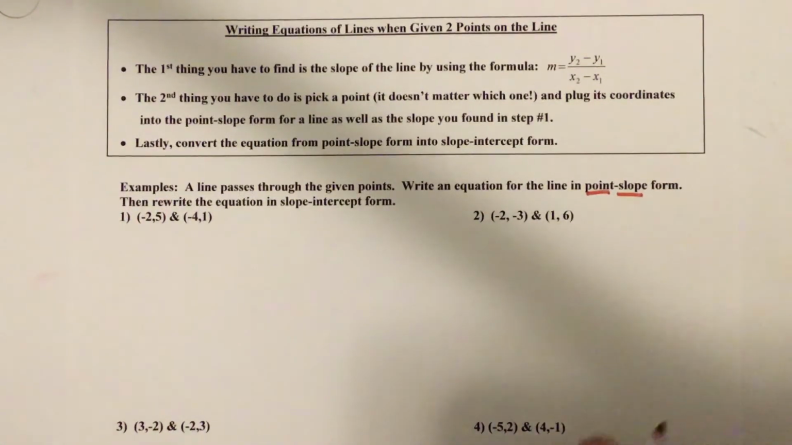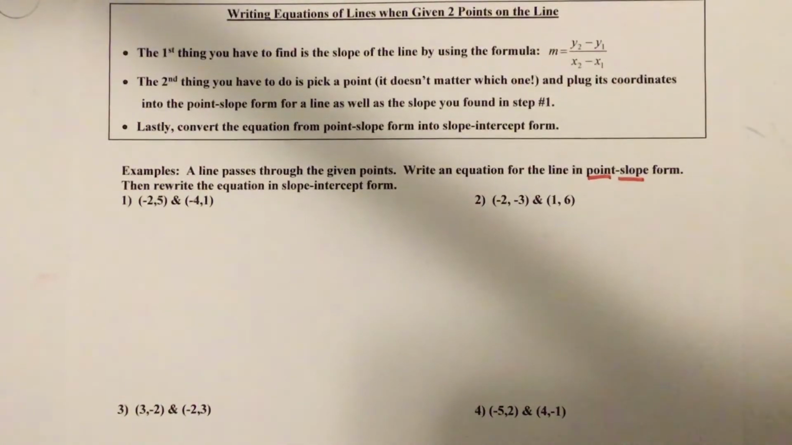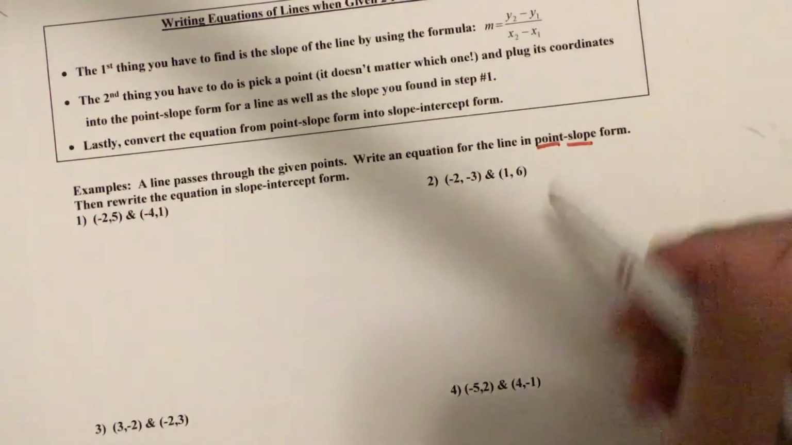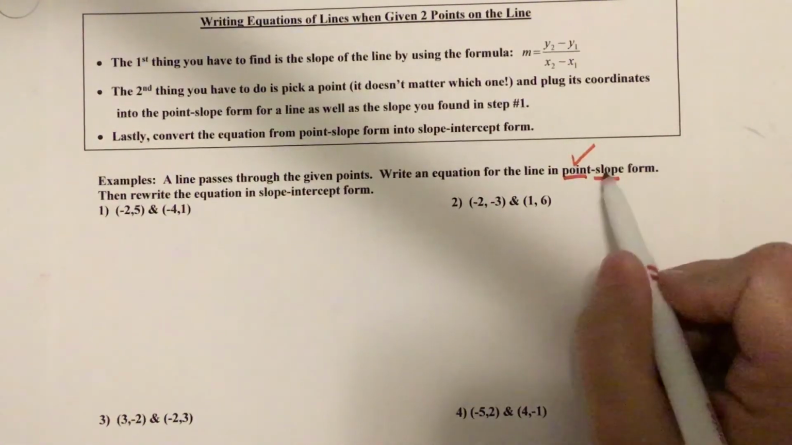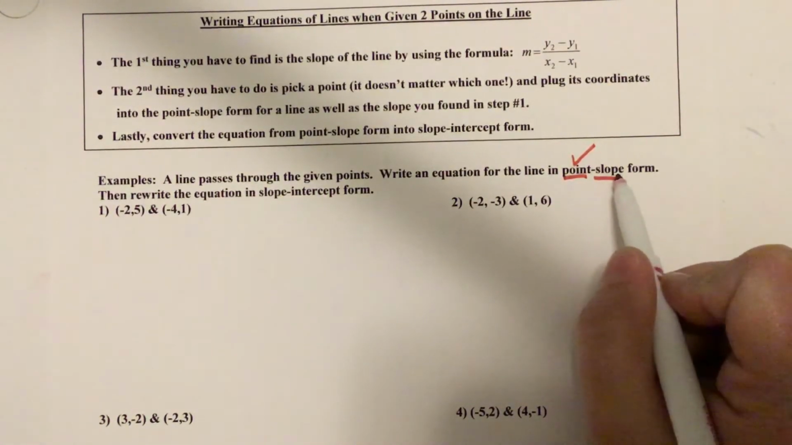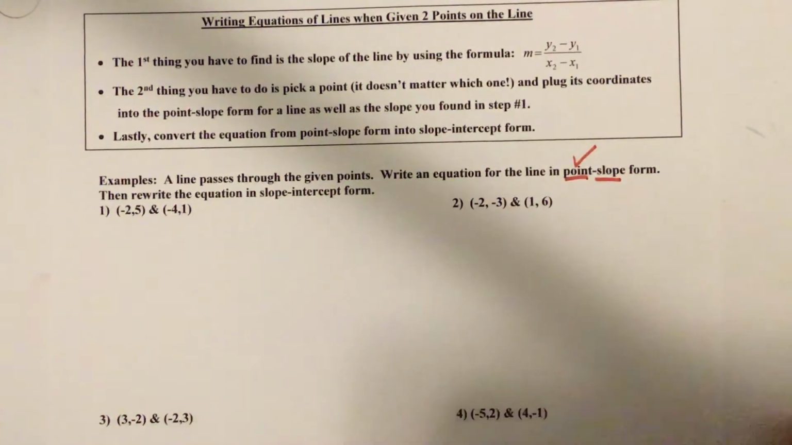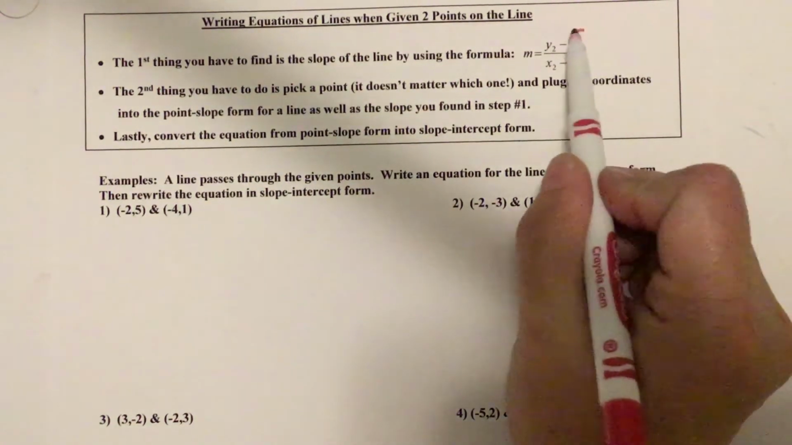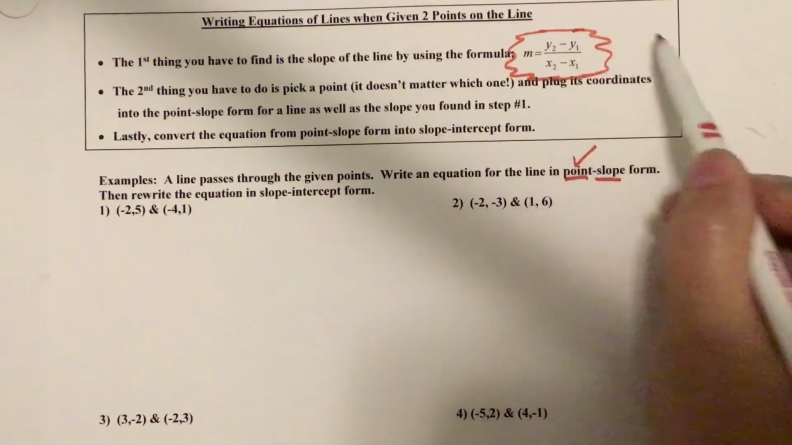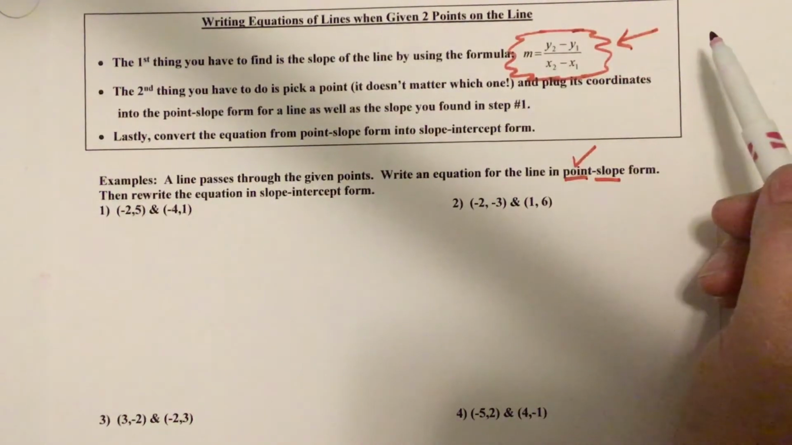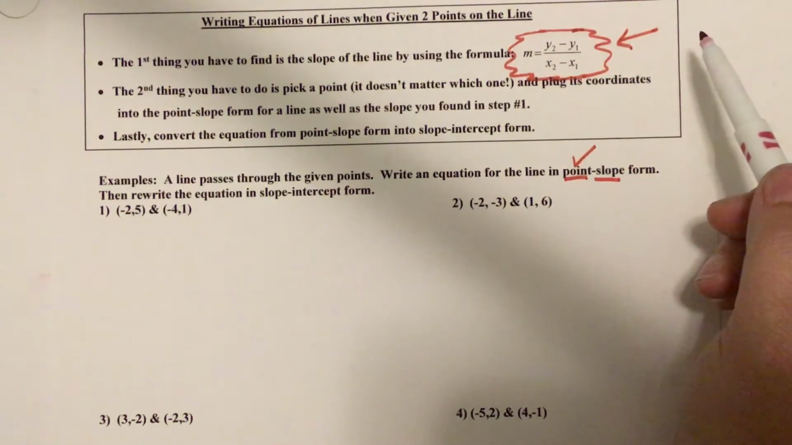Well, look at what they gave us in these 4 problems. What'd they give us? They gave us points. So we've got the points taken care of. What we don't have is the slope. They didn't tell us the slope for any of these problems. So guess what? We have to find the slope using this formula that we've practiced in the past.